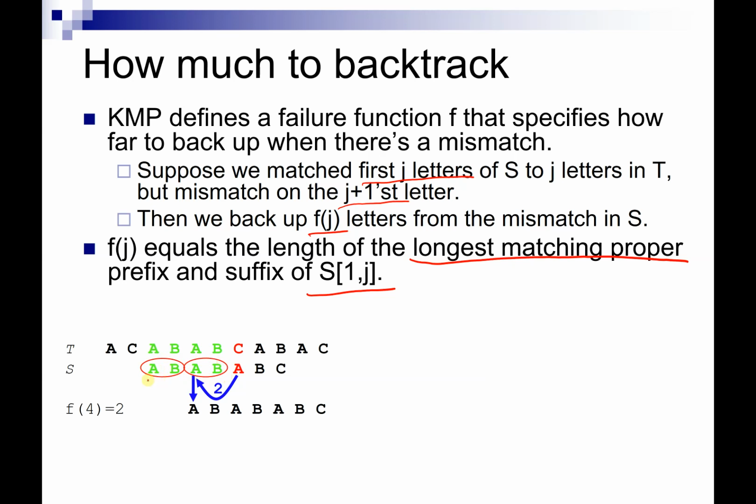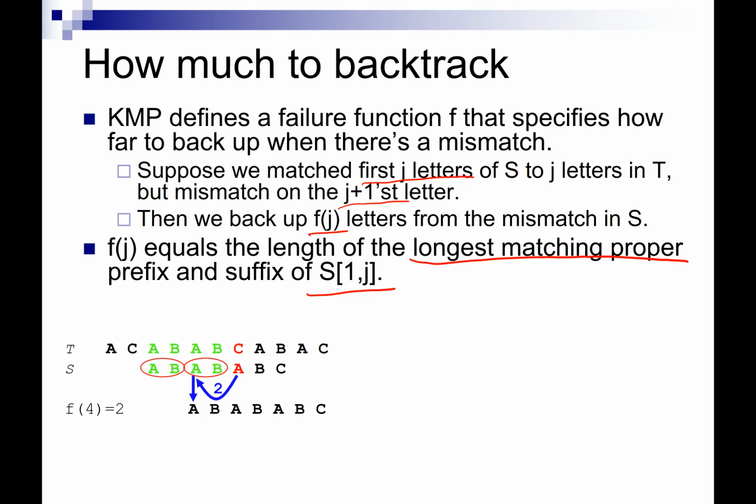Because, for example, if you look at 3 letters, the 3-letter prefix of s, ABA, does not match the 3-letter suffix of this s prime. And since we're looking for a proper prefix and suffix, because we need to back up by some amount, we don't need to back up all the way, but we need to back up by some amount. So this is why you need to look for a proper prefix and suffix. Therefore you can't just say that AB is a suffix and a prefix of this s prime. We need a proper prefix and suffix.